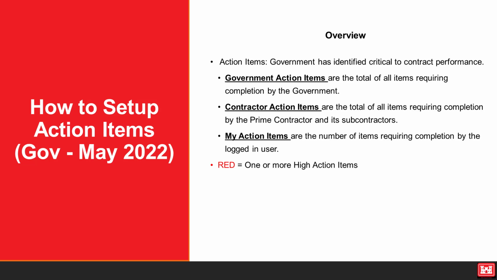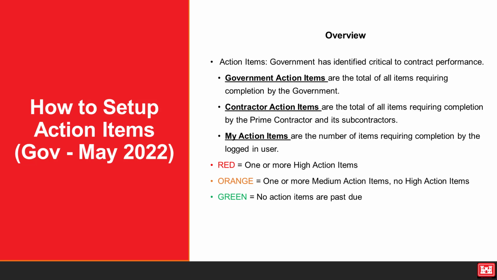Red is one or more high action items. Orange is one or more medium action items with no high action items listed. Green represents no action items are past due. And lastly, yellow indicates only low priority action items are past due. These action item colors will only display when there are action items that are due or past due.